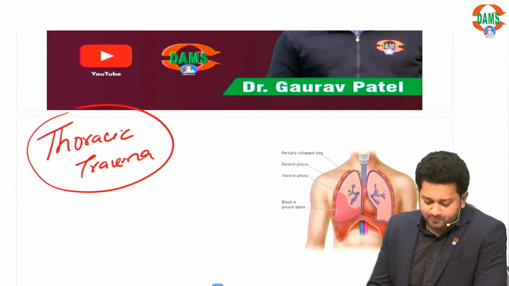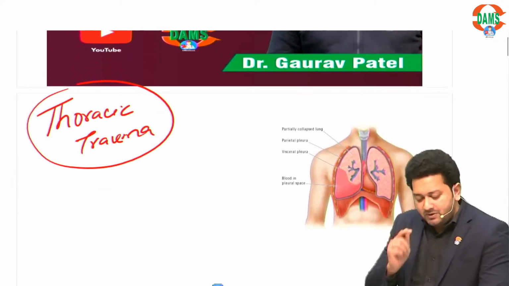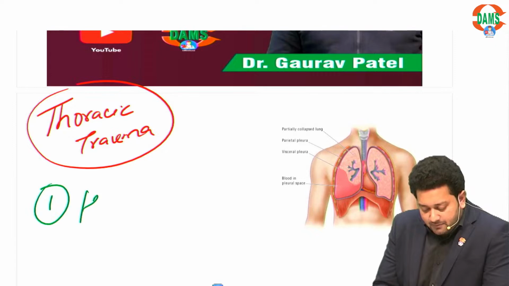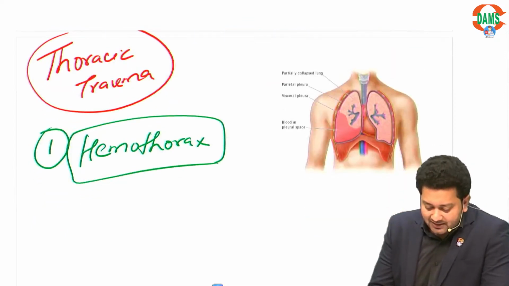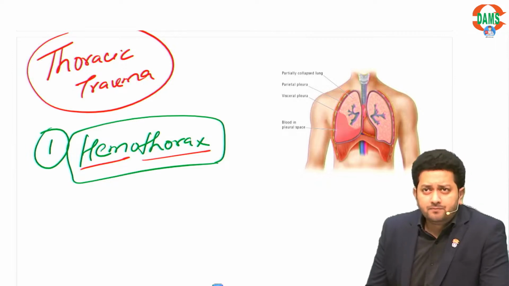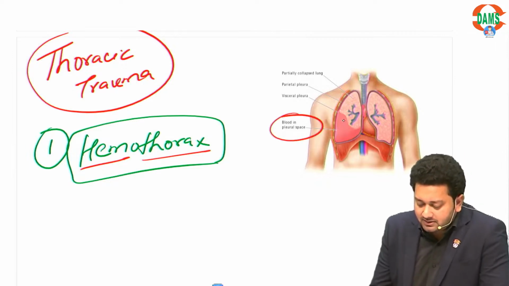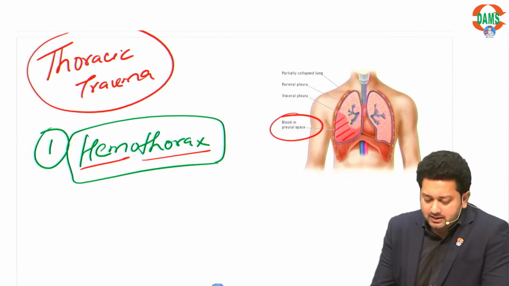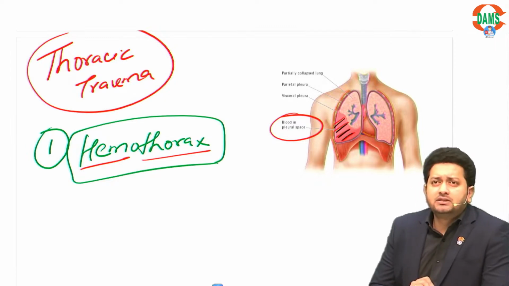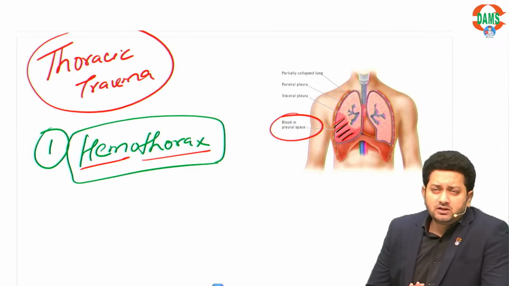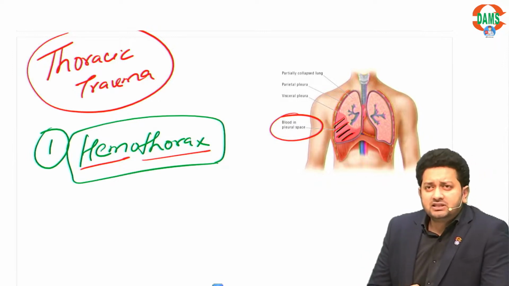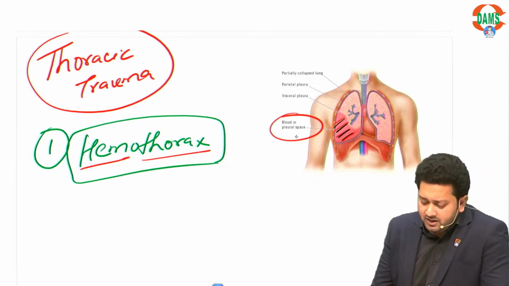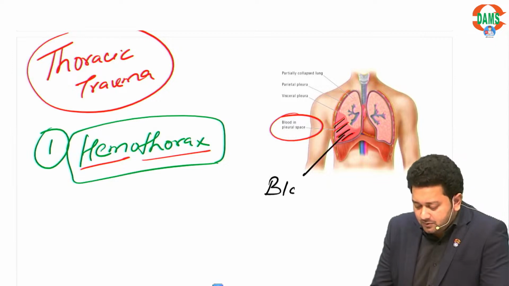In this thoracic trauma, the first injury we'll discuss is hemothorax. As the name suggests, it is blood in the pleural cavity, blood in the pleural space. There is accumulation of blood between the two layers of the pleura: one layer along with the lung, and another layer present on the chest wall. If there is blood between these two, that is hemothorax.